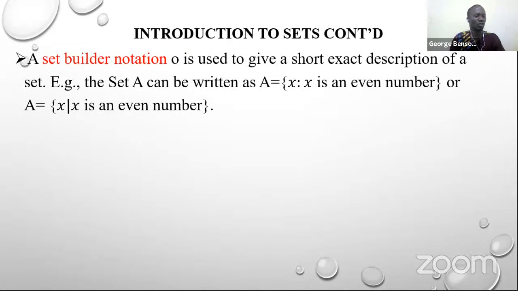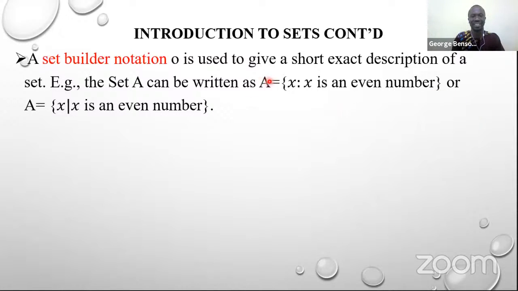Again, we can use another method called set builder notation to describe a set. When we talk about set builder notation, it is basically a short, exact description of the set. So for example, the set A that I described, I can write in set builder notation as A is such that X is an even number.